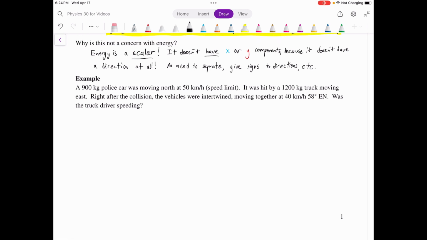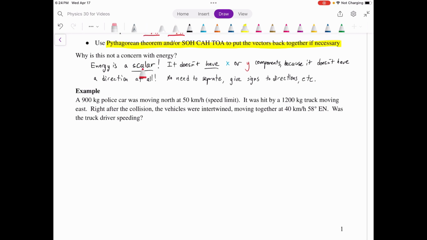All right, let's try out our first two-dimensional conservation of momentum question. Of momentum, not conservation of energy. Energy won't work for this one, as we'll see when we read it. Okay, so a 900 kilogram police car was moving north. So north, okay, let's think about that. That's perfectly in the y-axis, right?